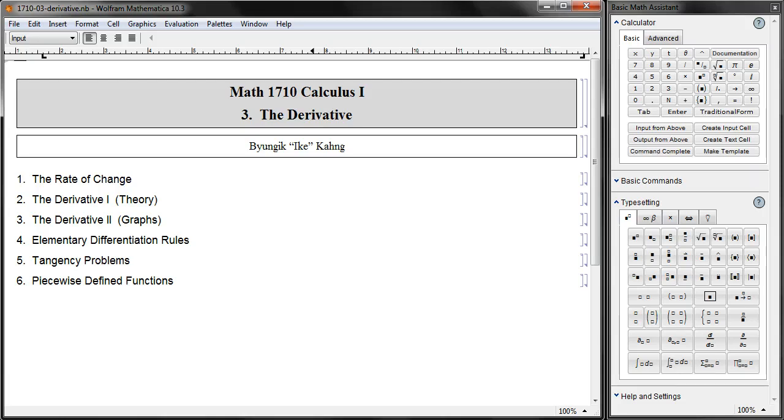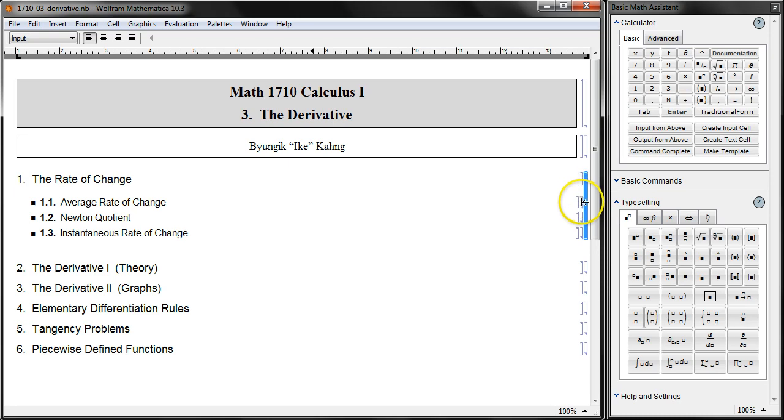Hello students. For Module 3, we begin discussing the derivative. This is one of the three main topics of Calculus 1, along with the limits and the antiderivative. Among the three, this is the most important both in terms of the time we spend and the number of exam problems. Okay, let's begin.